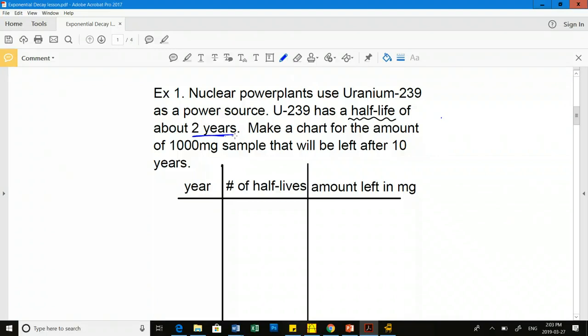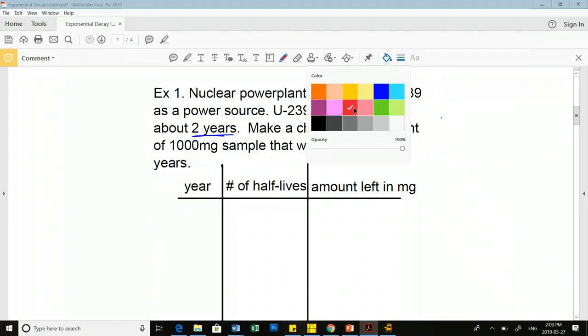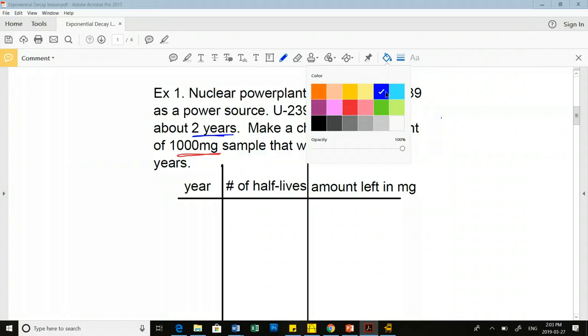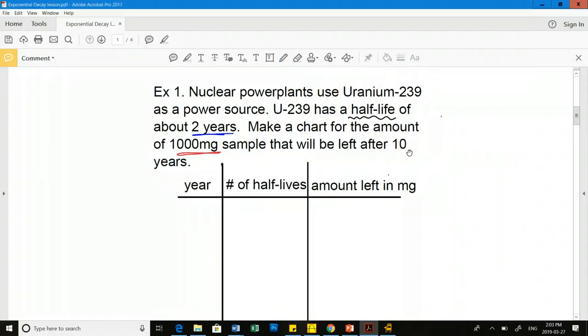Make a chart from the amount of a 1,000 milligram sample that will be left after 10 years. Okay, so 10 years is also something that has to do with time. So usually the things that have to do with time are together here. So total time here, we're looking at a span of 10 years, but every 2 years, our amount of uranium is actually cut in half.